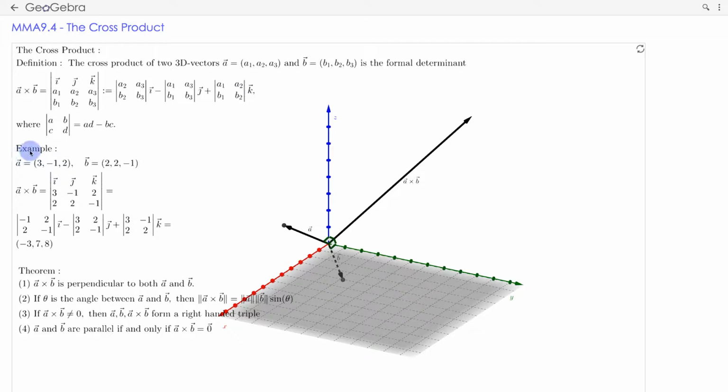So let's try being concrete. Let's take one vector 3, minus 3, 2, another vector 2, 2, minus 1. Then if we take this cross product, we should write i, j, k, 3, minus 3, 2. Where does this come from? Well, it just comes from our A vector here, right? 2, 2, minus 1 comes from our B vector. And then we should expand it like this.